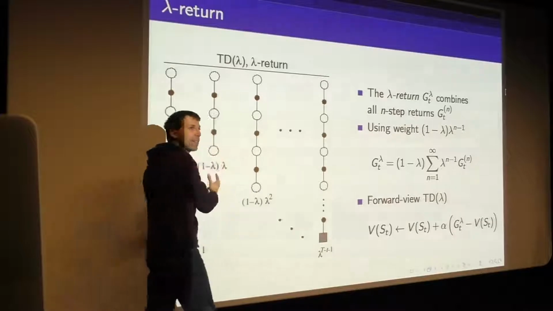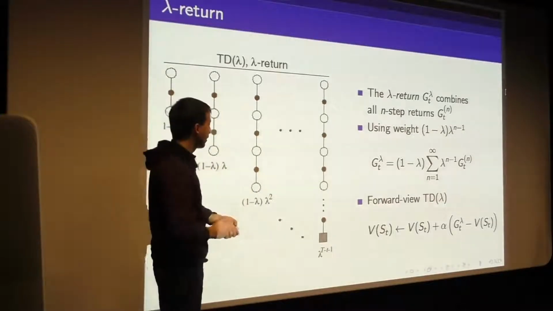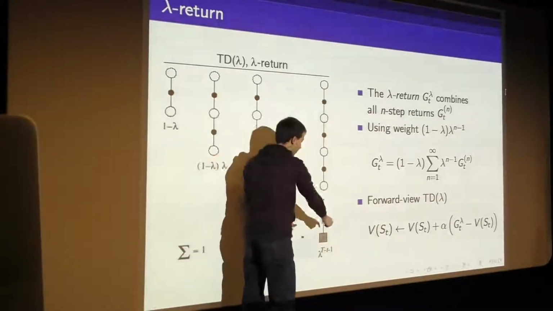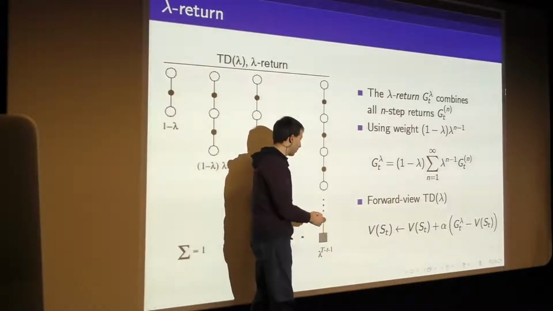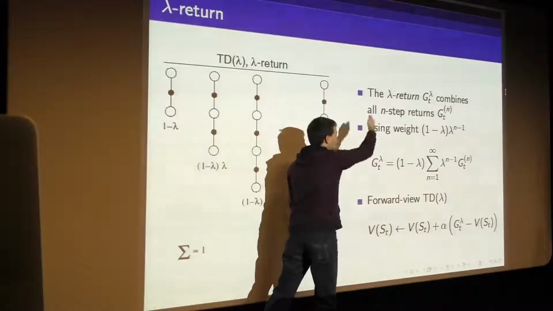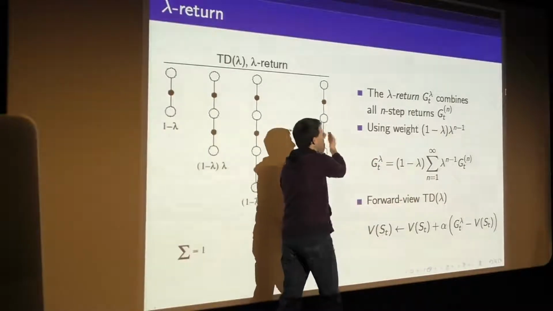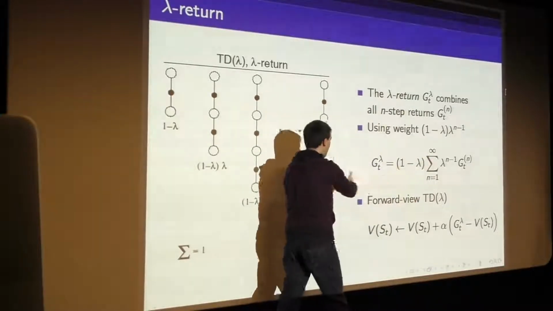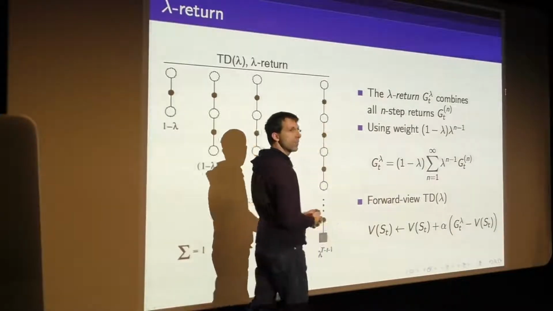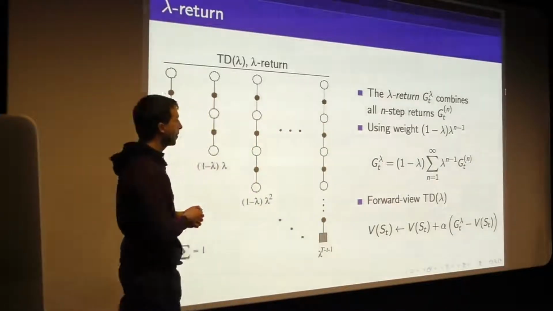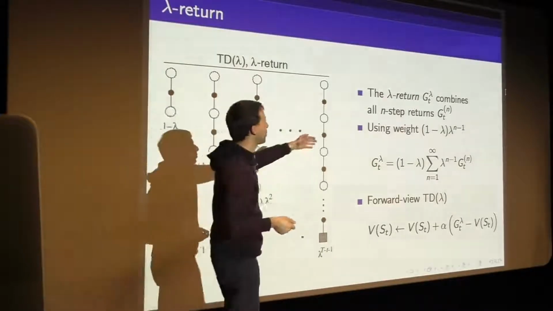So each one is weighted less and less until we get to the end of the episode. If we continued this diagram all the way to infinity, we would sum the weights of all the remaining returns, gather those weights together, and put them into the final update for the last one. Okay? So this is what it looks like.